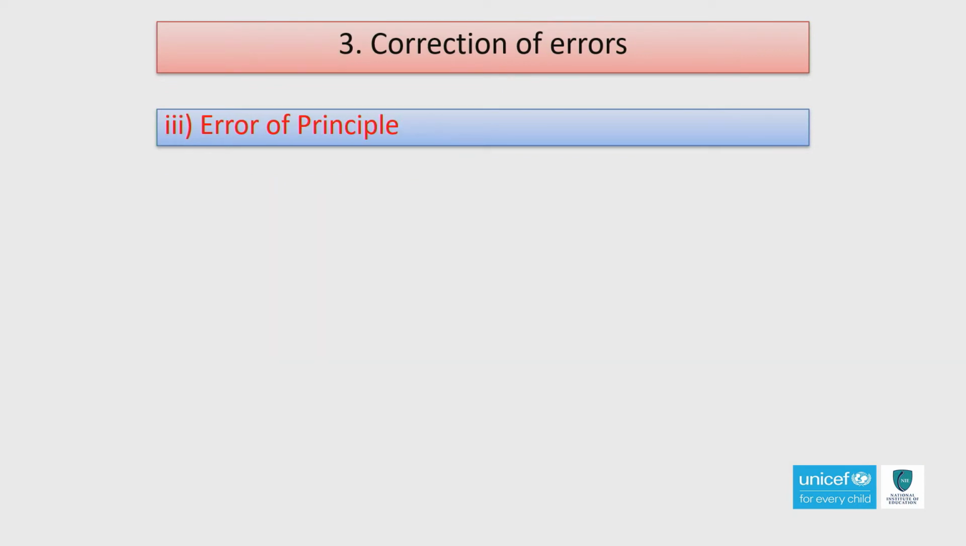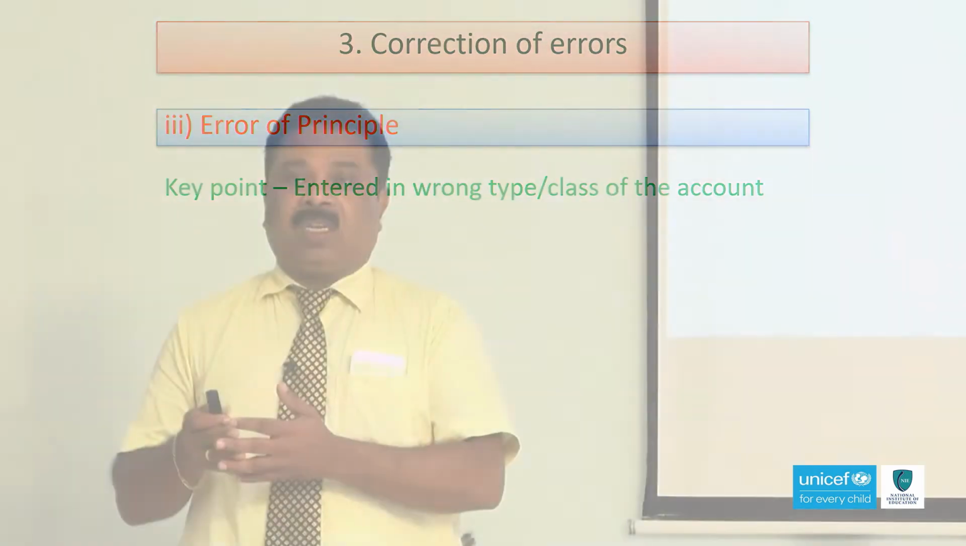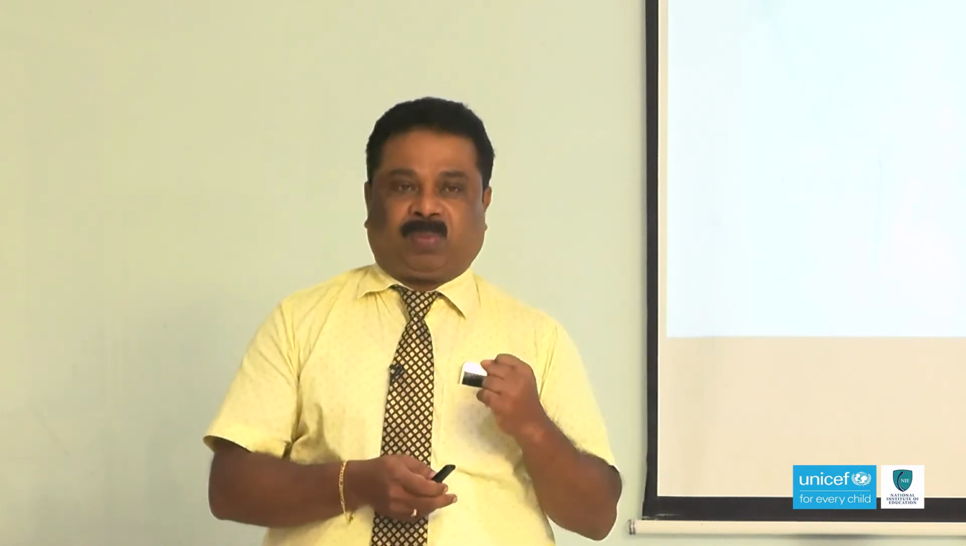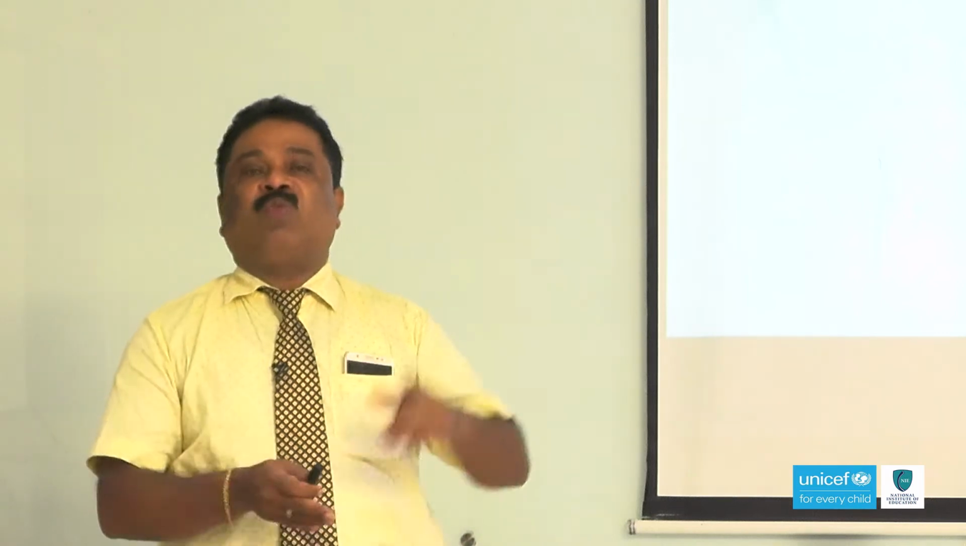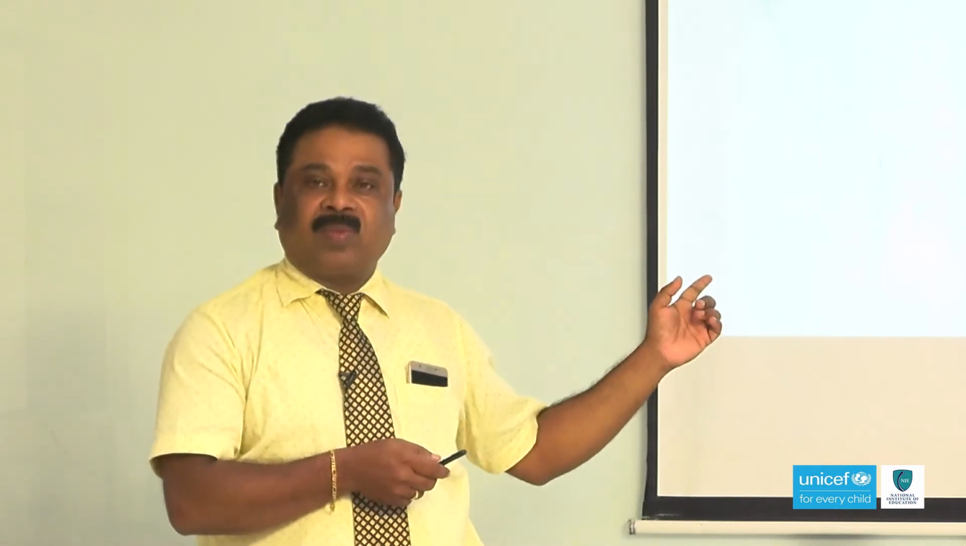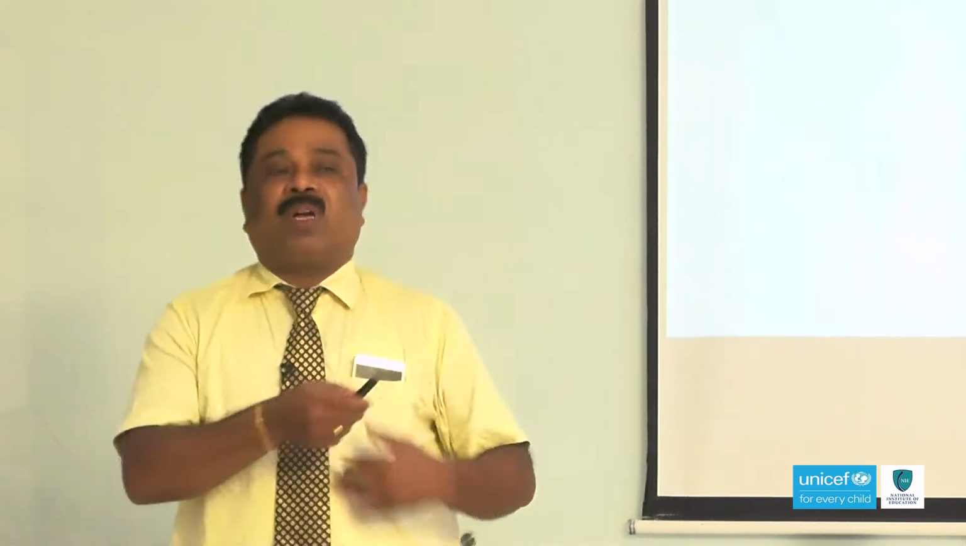The third type is error of principle. The key point to identify it is that it is entered in the wrong type or class of account. Wrong type or class of account means that it might be capital expenditure that you have treated as revenue expenditure, or revenue expenditure that you have treated as capital expenditure. We call it a wrong type. How to correct this type of error? The same method that you followed for error of commission. For error of principle and error of commission, we follow the same method for rectification.